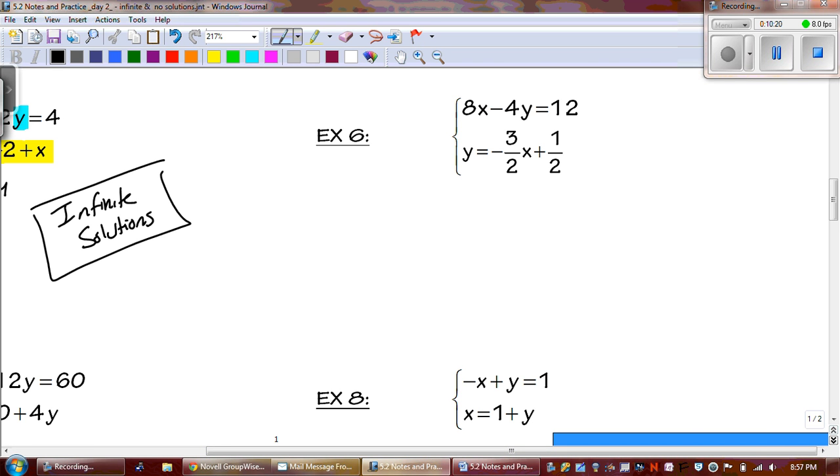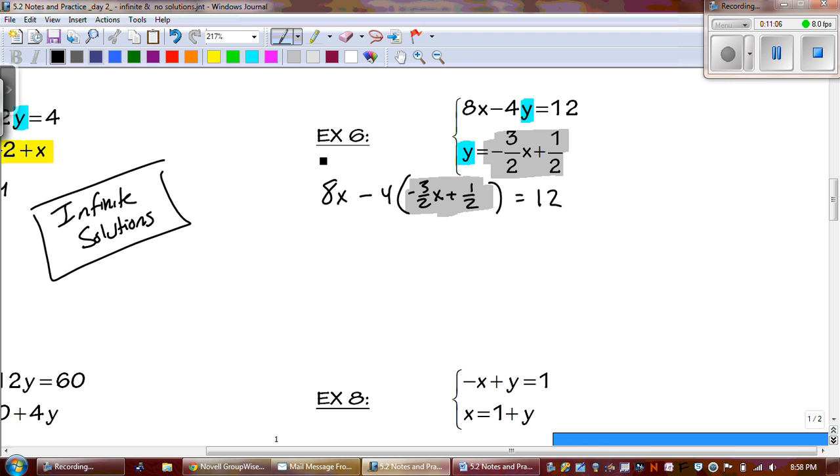All right, number 6. No freaking out because there are fractions in this one. Don't be a math weenie. We're substituting in for y. So we've got 8x minus 4y equals 12. And what we're plugging in here is the negative 3 over 2x plus 1/2.